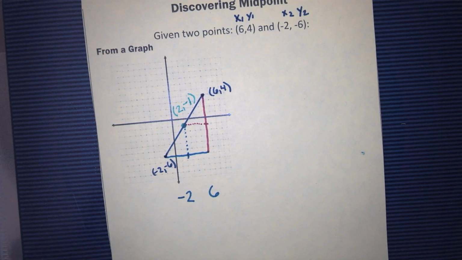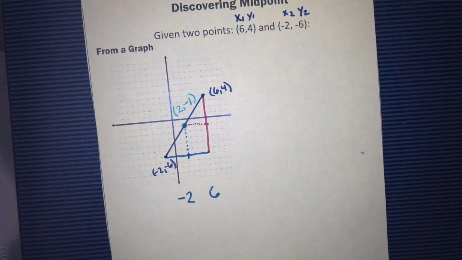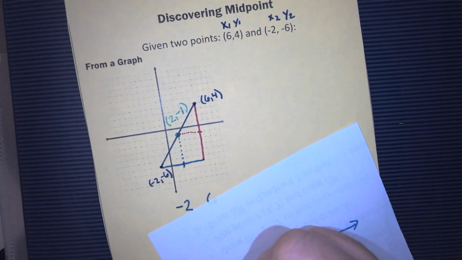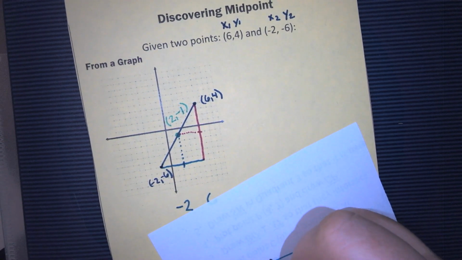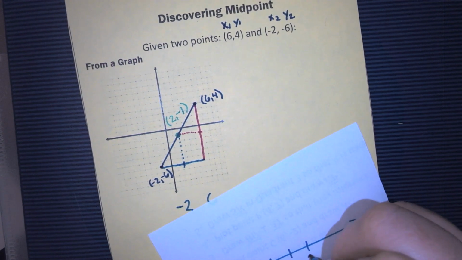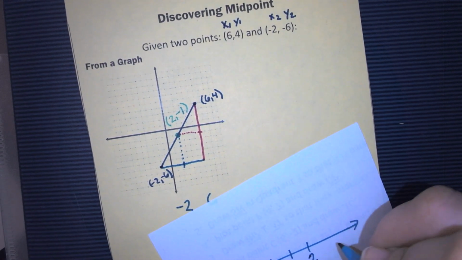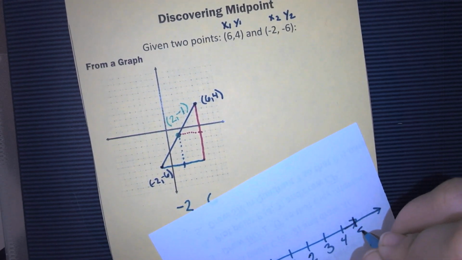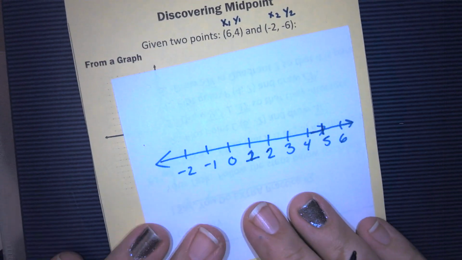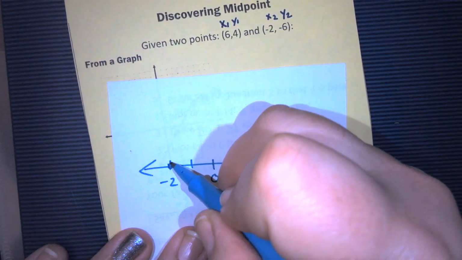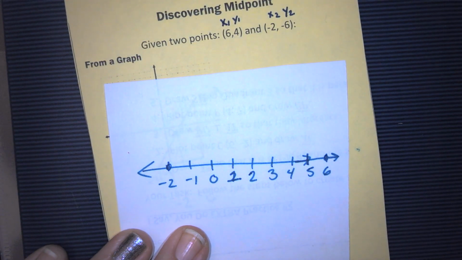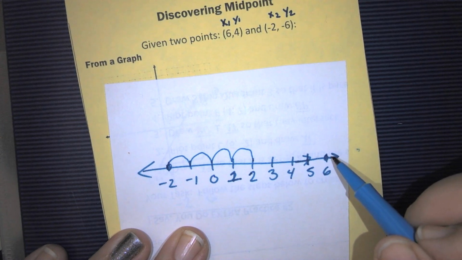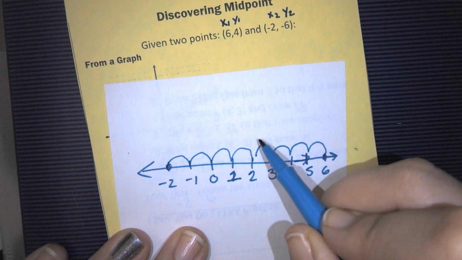Like if I think about it on a number line, let me grab a piece of paper real quick. I'm going to make a quick number line. Negative 2 to 6. All right. How do I find the middle from here to here? Well, the middle is going to be 1, 2, 3, 4, and 1, 2, 3, 4. So that's the middle.